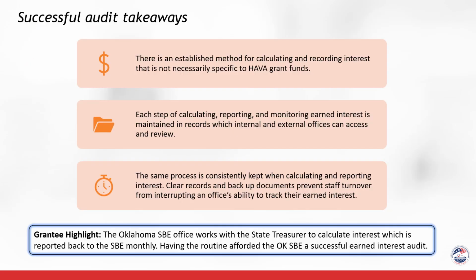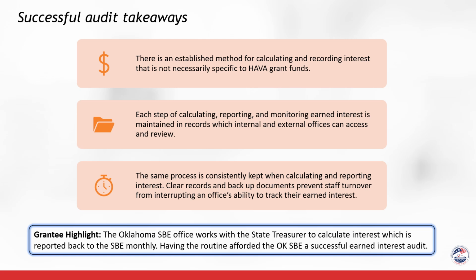Here's some successful audit takeaways related to our examples. For each example, there's an established method for calculating and recording interest, and it's not necessarily specific to HAVA grant funds. It's statewide. Each step of calculating, reporting, and monitoring earned interest is maintained in records, which both internal and external offices can access and review. Also, the same process is consistently kept when calculating and reporting interest. Clear records and backup documents prevent staff turnover from interrupting their office's ability to track their earned interest.